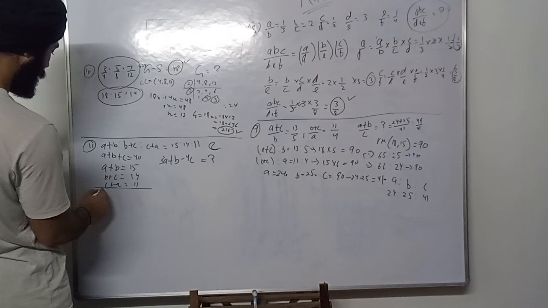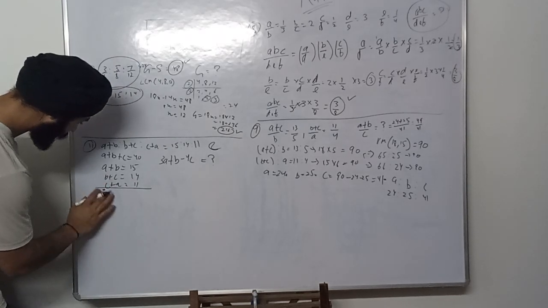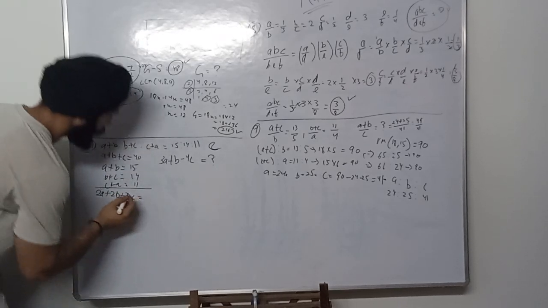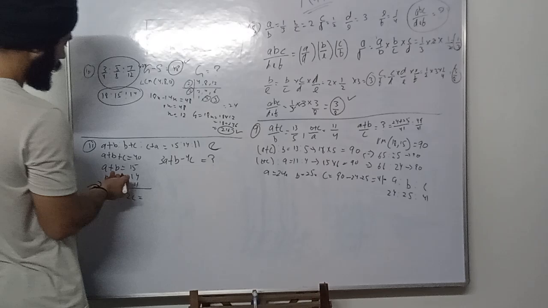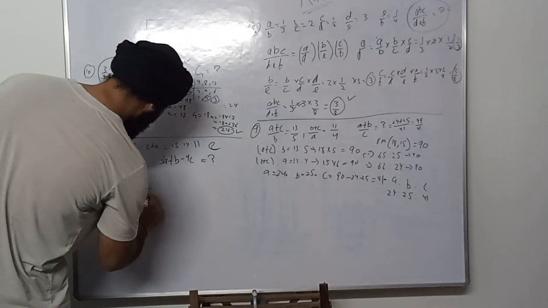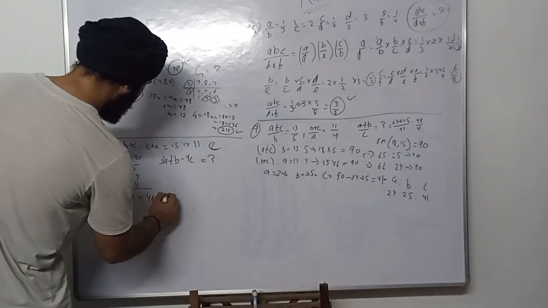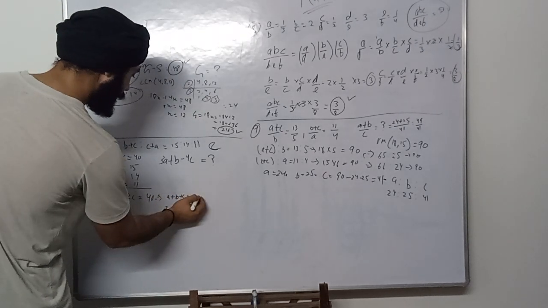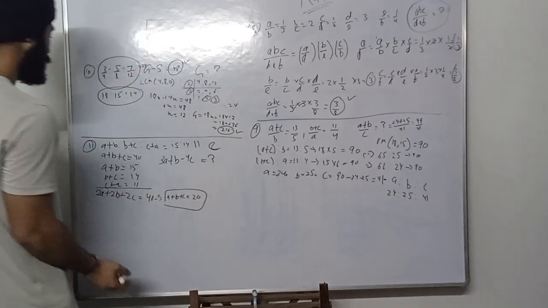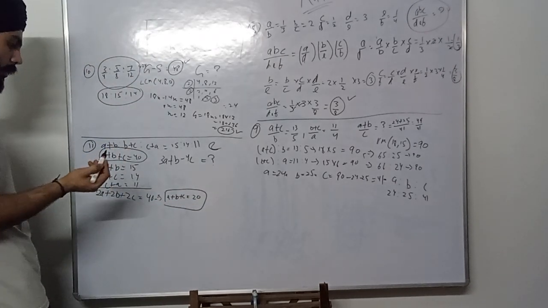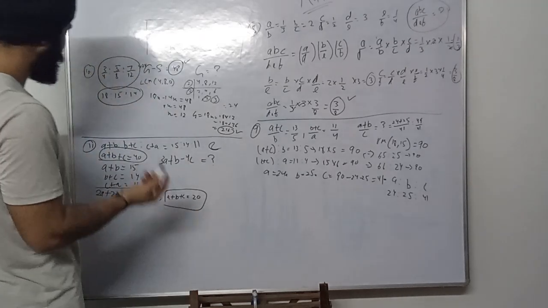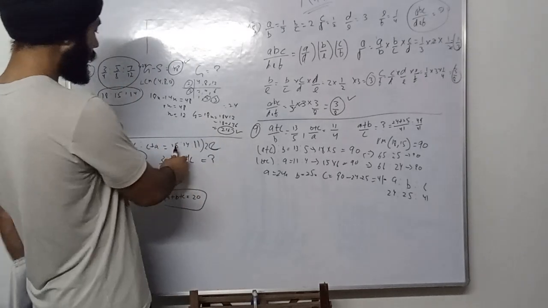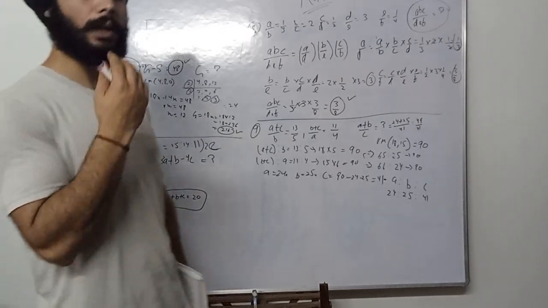When we sum, we are going to get 2A plus 2B plus 2C, which is equal to 40. So by this we get the value of A plus B plus C is equal to 20. But in our question it is given that A plus B plus C is equal to 40. So we need to multiply it by 2 to get the exact values. These are the ratios, but after multiplying by 2 we can get the exact values.